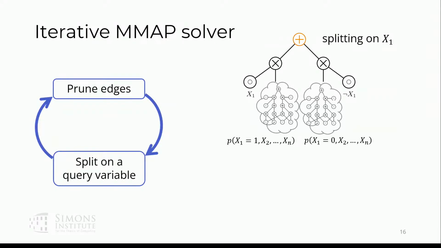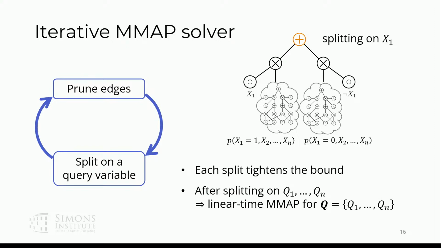And split is nothing but basically Shannon decomposition or introducing a decision node. So if you're splitting on variable x1, you just introduce this decision node on x1 and then connect the subcircuits, each of which are conditioned on the two values of x1. So every time you introduce this split at the root node, that's going to tighten your bound.